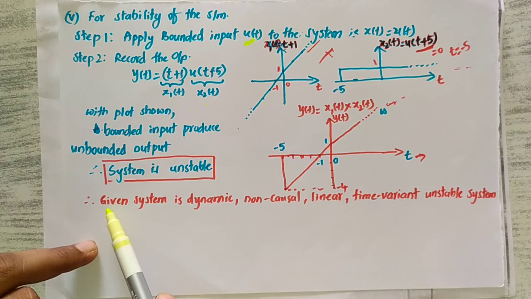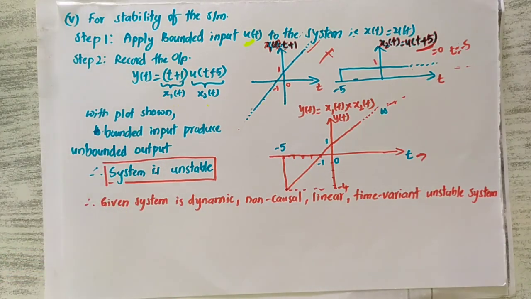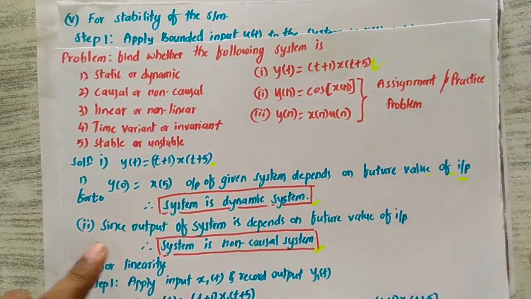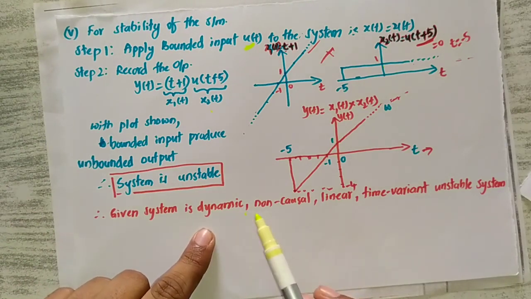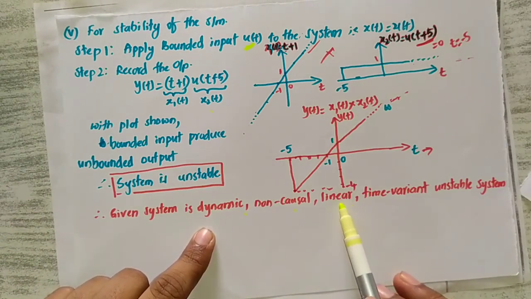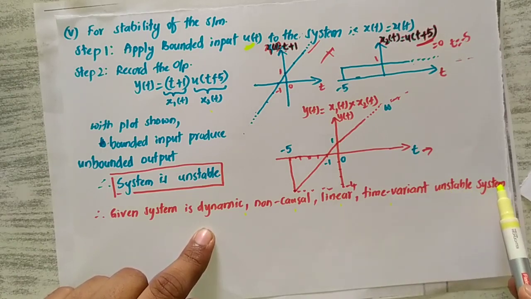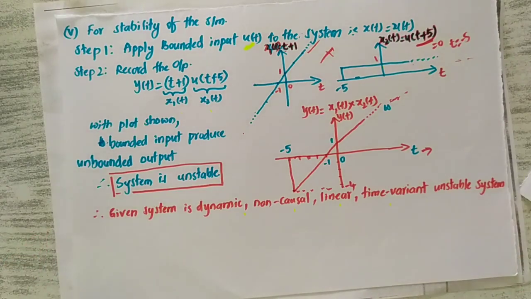Okay, so therefore what we can say with respect to the given problem is that this one is a dynamic, non causal, linear, time variant and unstable system. Okay, so that's the complete solution of the given problem.